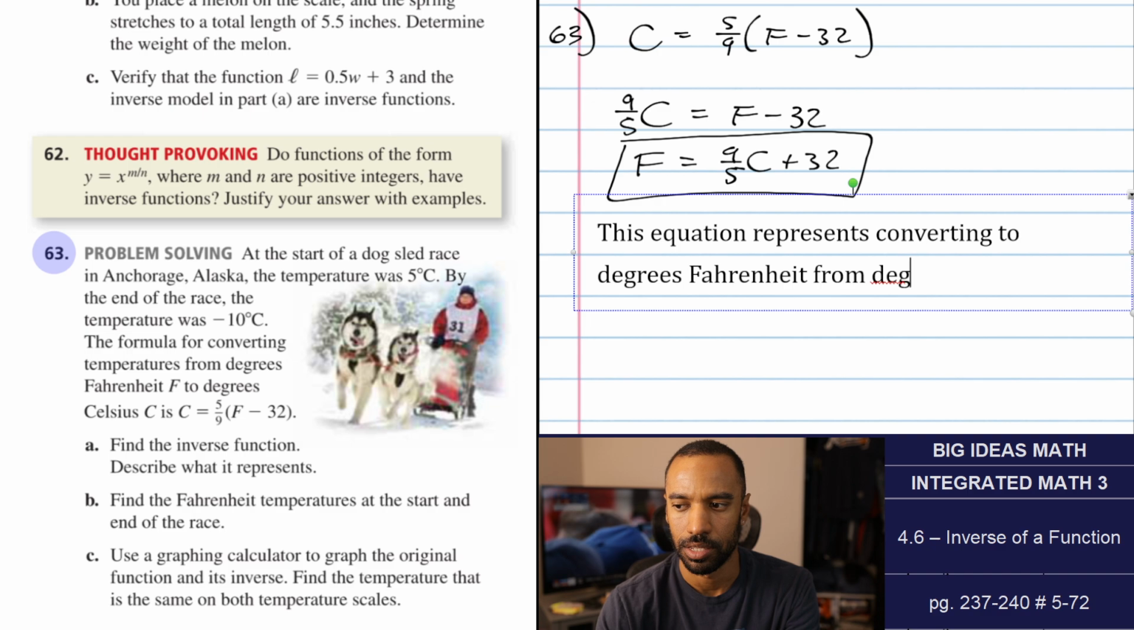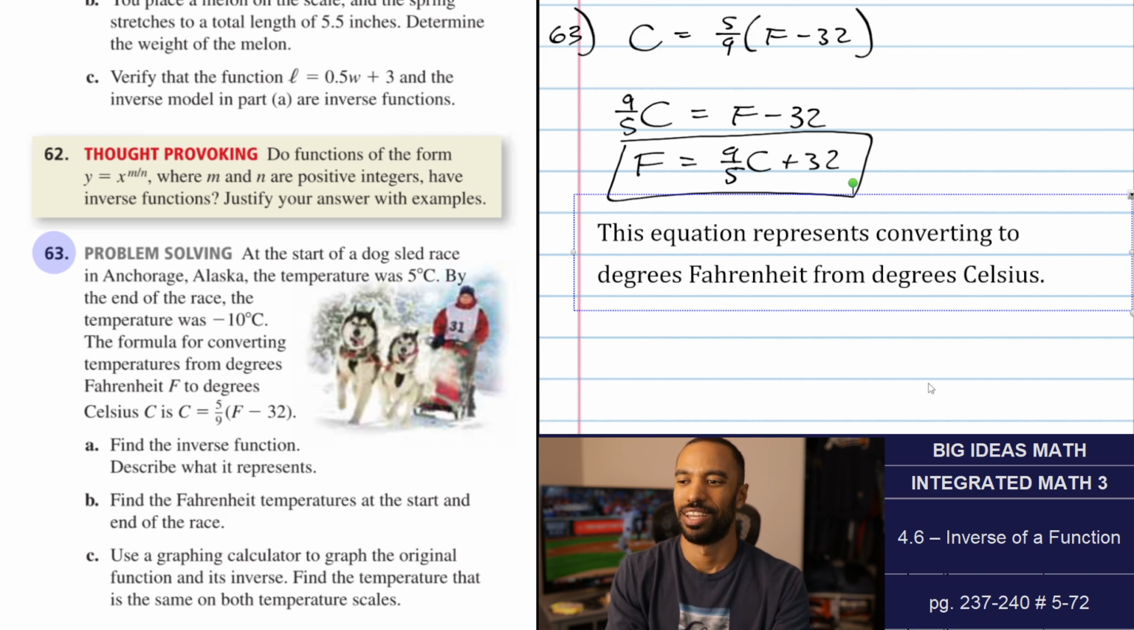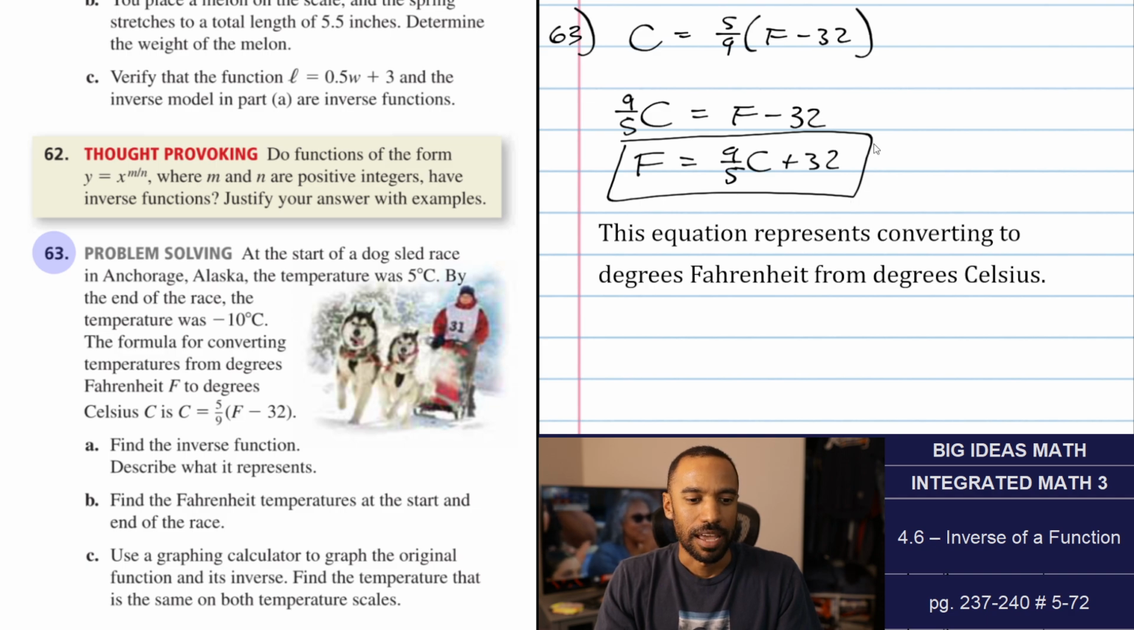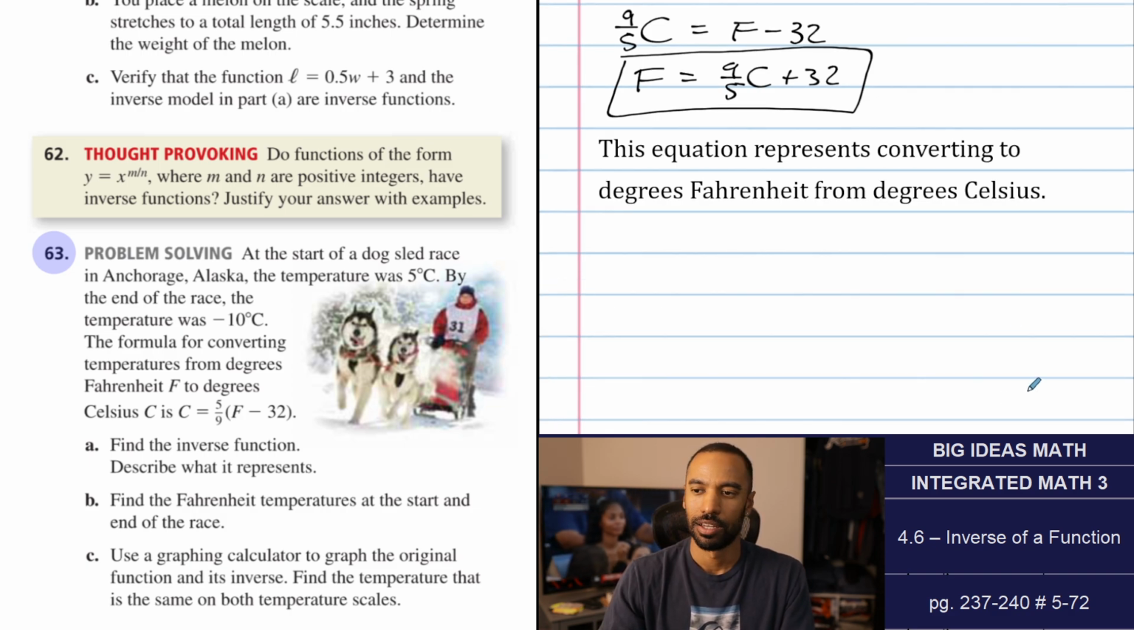from degrees. I keep wanting to write like Degrassi. Celsius. All right. Celsius. Okay, find the Fahrenheit temperatures at the start and end of the race. So we have to substitute 5 and negative 10 for these parts here.